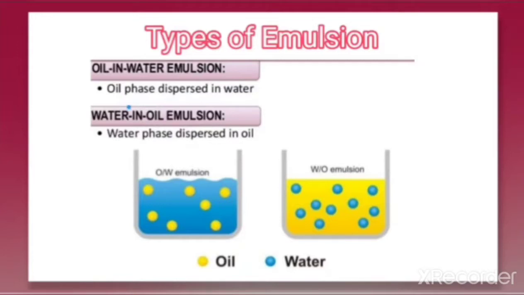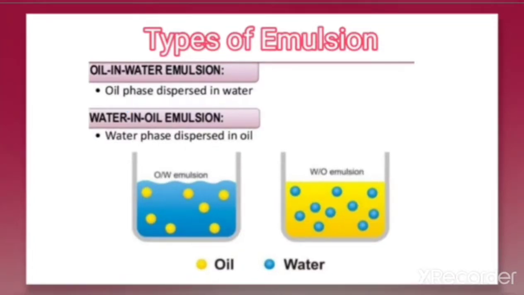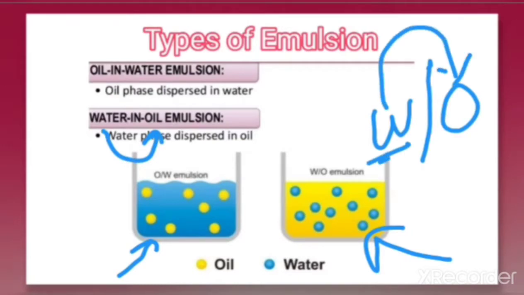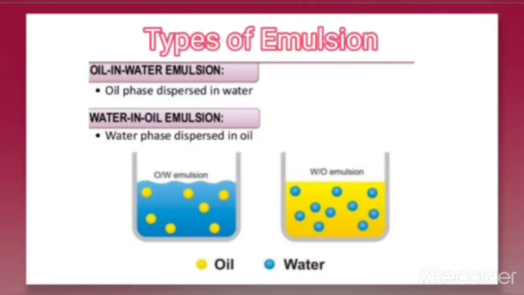We can say oil phase dispersed in water. It means that in this case the water is present to a larger extent, so the dispersion medium is water. But in the other case the dispersion medium is oil. Water in oil, represented as W/O, means water is the dispersed phase and oil is the dispersion medium. That means in such an emulsion, oil is present in the larger quantity and water in the small quantity. So when we take examples, it will be more clear.